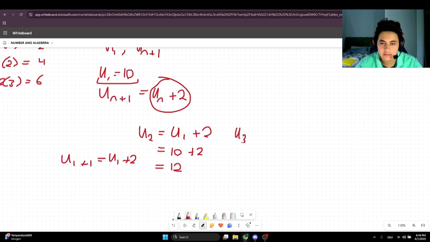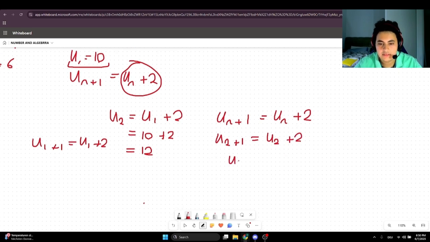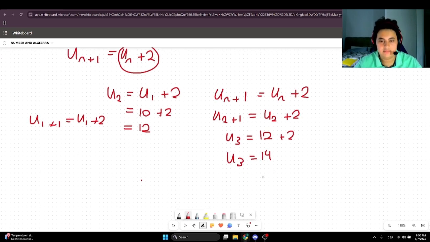Let's do, for example, U3. Let's use this formula: un plus 1 is equal to un plus 2. What number does n have to be so that when I add 1 to it, it's equal to 3? It has to be 2, right? So it's u2 plus 1 is equal to u2 plus 2, and u2 plus 1 is u3. And u2 is not given to us, we worked it out: 12 plus 2. So therefore, u3 is simply 14, right?